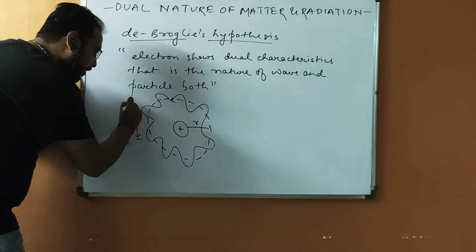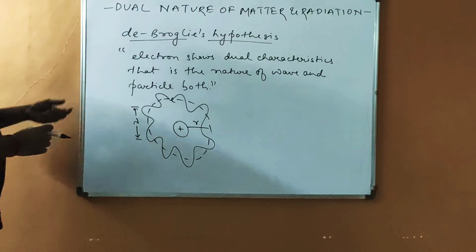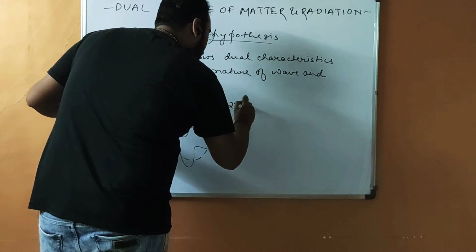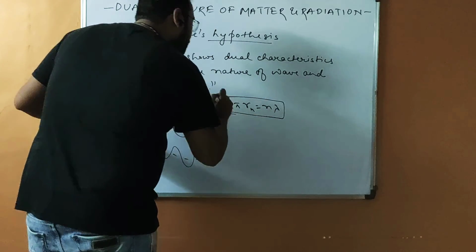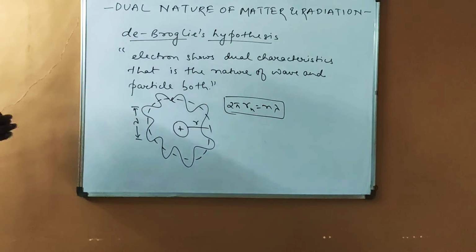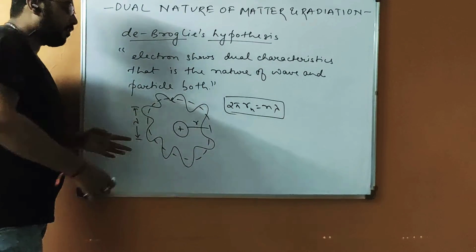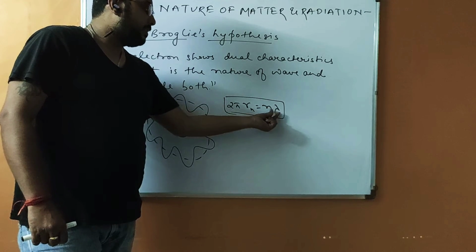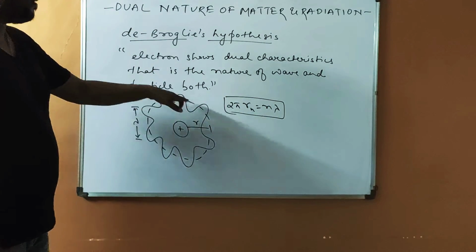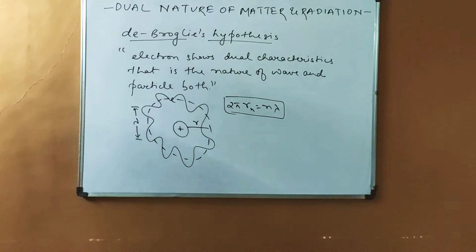Wavelength. The distance between the two crests is called wavelength. Then we can say that 2 pi r n should be equals to n into lambda. This is the general expression for de Broglie's hypothesis. The circumference of the orbit is generally given by n into lambda. See, lambda stands for the particle nature and this is the wave form of electron. So this was de Broglie's hypothesis. Then we will look for photon and electron, the de Broglie wavelength. Let us have a look.